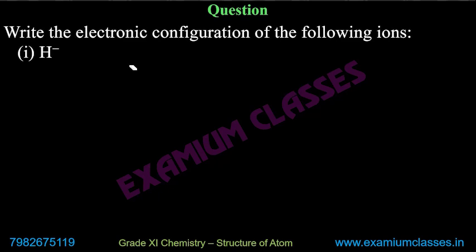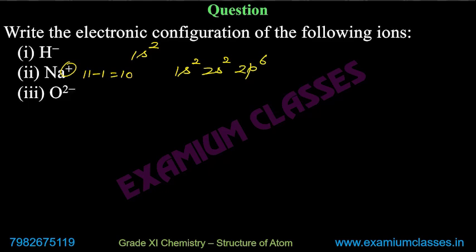Write the electronic configuration of the following ions. Hydrogen has 1 electron, H minus will have 2 electrons, means it will be 1s2. Hydrogen would have had 1s1, but this minus means one more electron, so 1s2. Na plus: sodium has 11 electrons, plus means it has lost 1 electron, 10 electrons, 1s2, 2s2, 2p6.